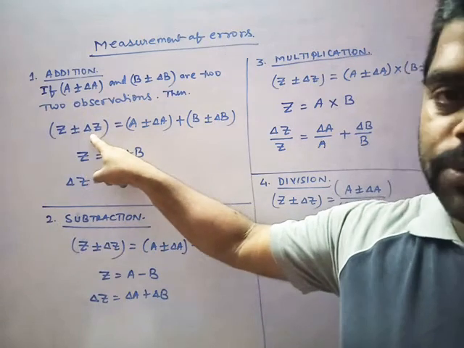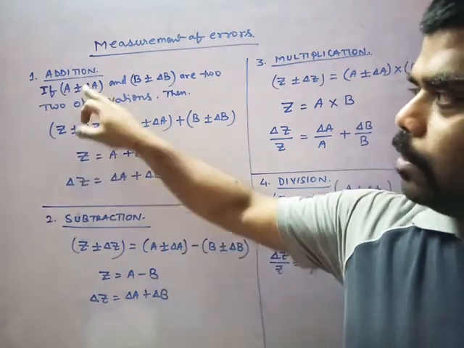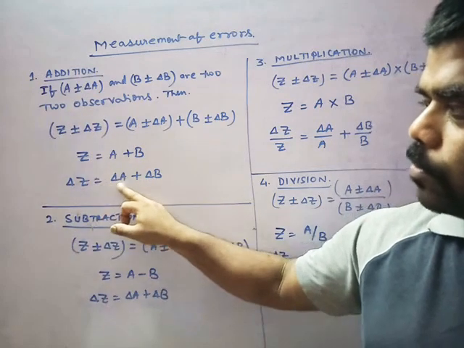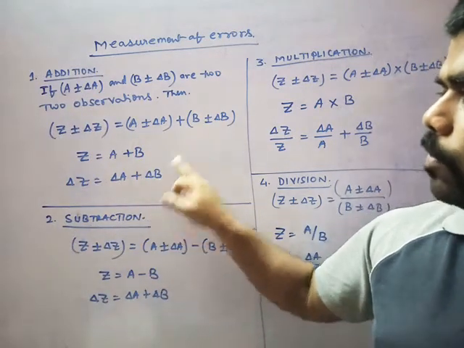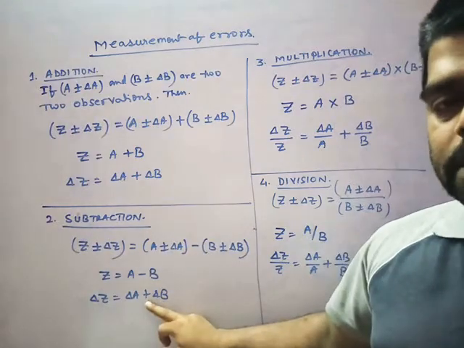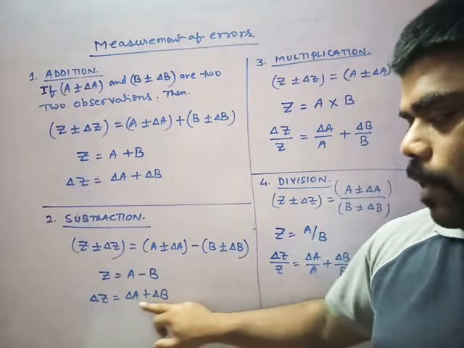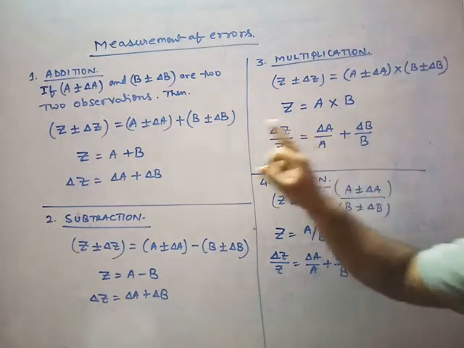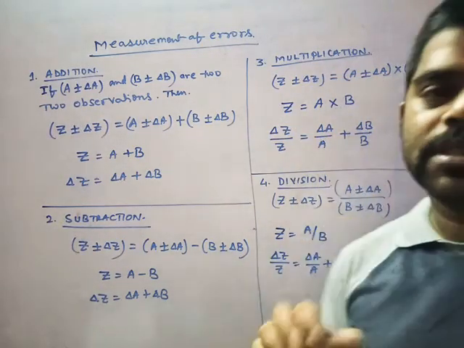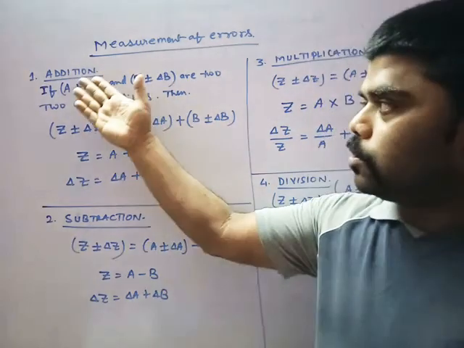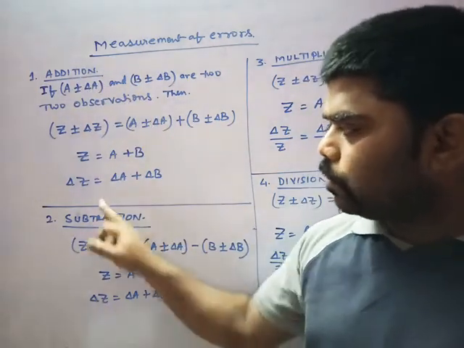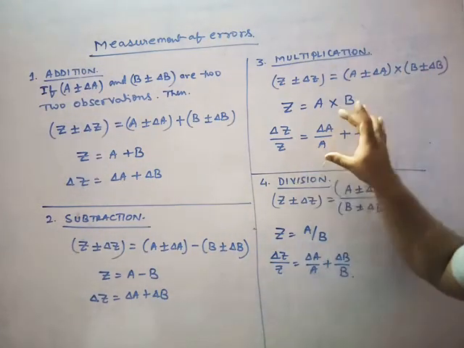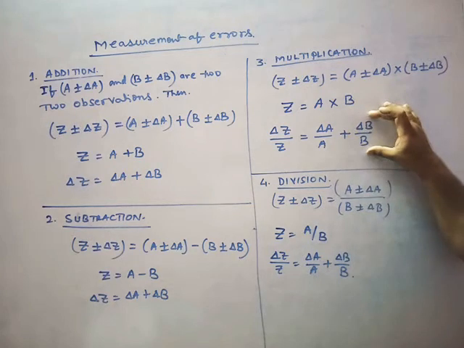Now, how to write the absolute? Keep it in mind, during addition and subtraction, absolute of the answer is equal to absolute of the first reading plus absolute of the second reading. Plus, look, here also it is plus, keep this in mind. But in multiplication and division, it is not the absolute, it is the relative. Like I said, three expressions. So during addition and subtraction, absolute of the answer is the absolute of first plus second, but here it is relative of first plus relative of second.